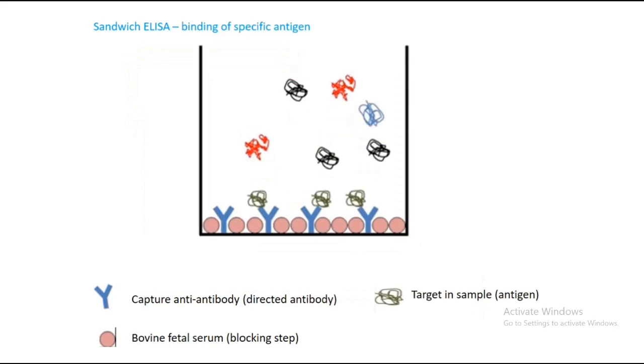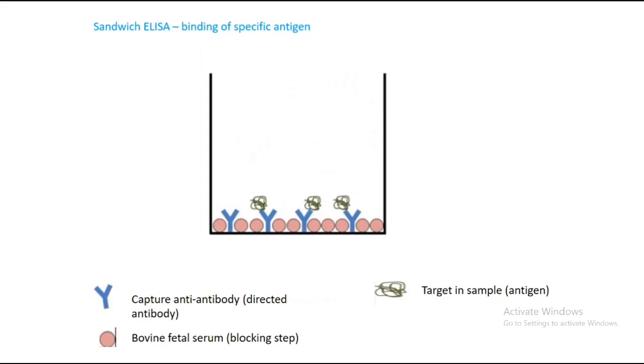Okay, and here we go, the capture antibody's done its job, and the next step is that we need to remove all the non-specific proteins that we're not interested in. So we undergo a wash and they disappear. So now we've isolated the antigen target.